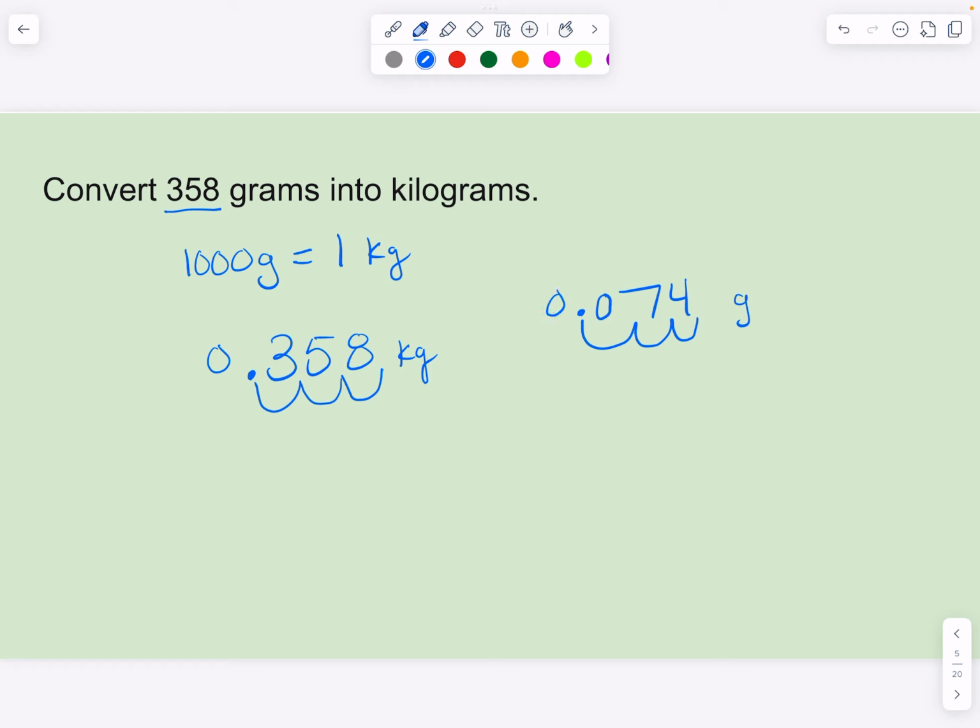And I have 0.074 kilograms. We always could go the other way as well, right? If I had 83 kilograms and I wanted you to convert that into grams, we move the decimal to the right 3 places, 1, 2, and 3, holding the 0 spaces and adding our decimal there to convert that into grams from kilograms.